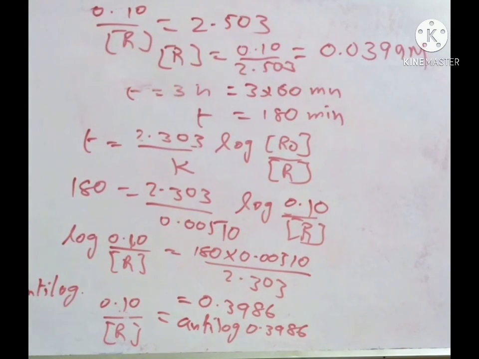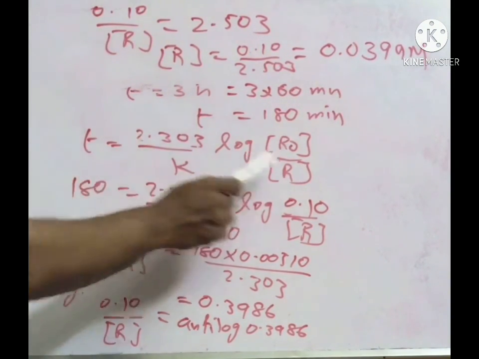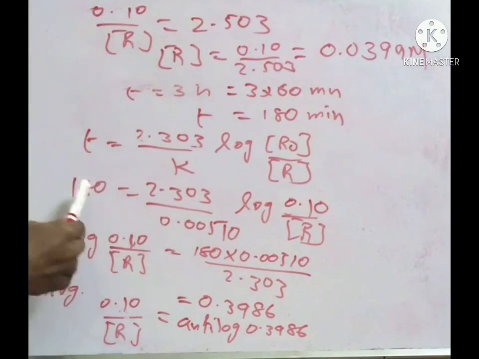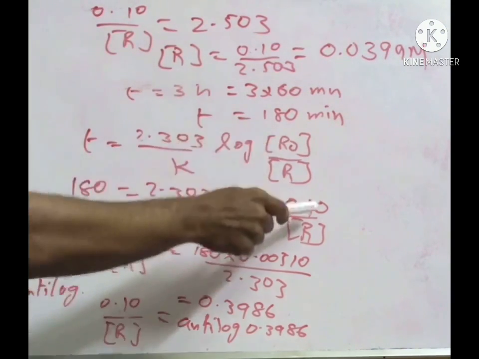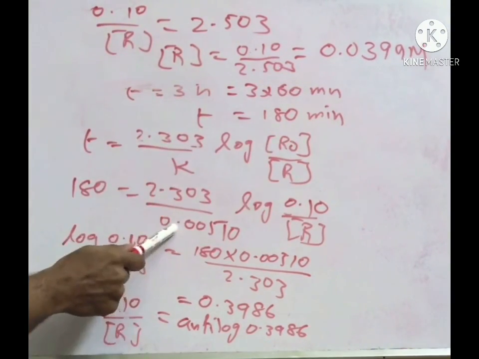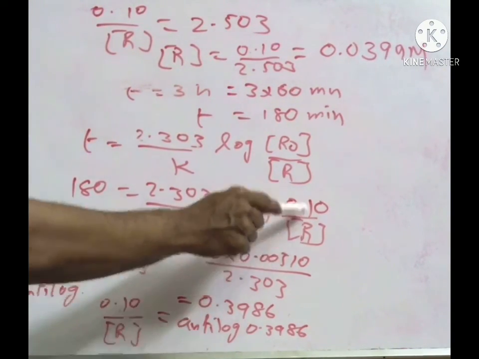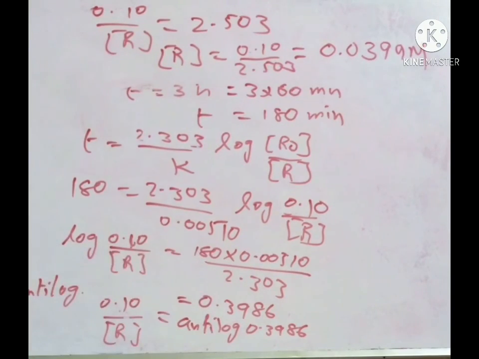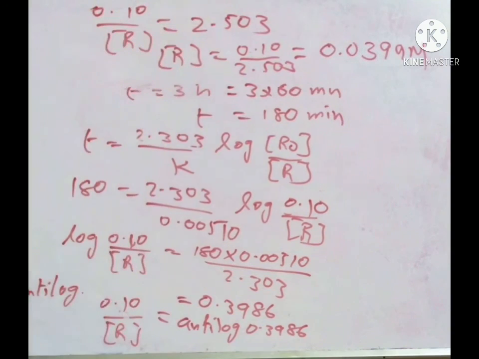So this is the simplest way we can find out the answer for this reaction. You consider the first order reaction constant equation, that is K equal to 2.303 by t log R0 by R. 180 is the time given, 180 minutes. After this much time, what is the concentration they have asked, and initial concentration was given, and rate constant was given. So you can easily simplify this particular equation. After simplifying, you got this one. Okay, so we can do like this.